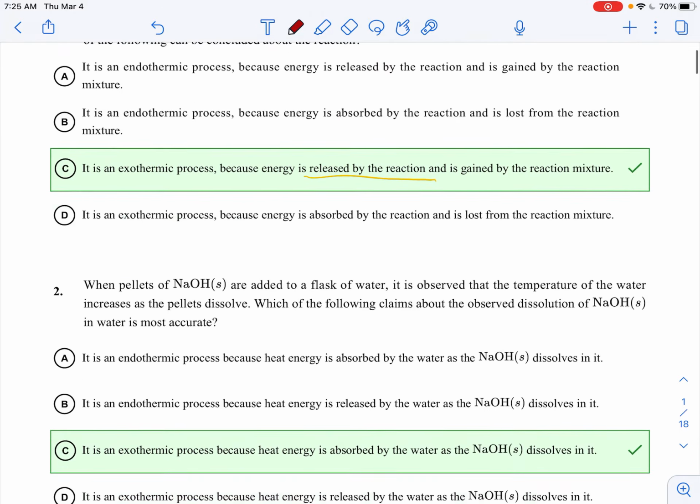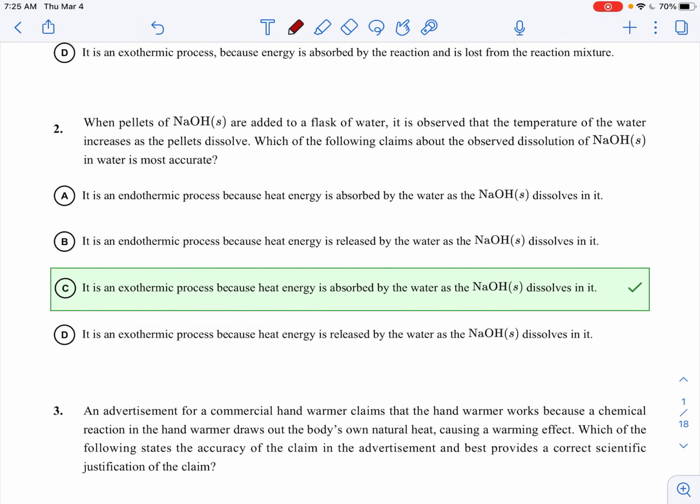Okay. Now, number 2, it says when pellets of sodium hydroxide are added to a flask of water, it is observed that the temperature of the water increases as the pellets dissolve. Which of the following claims about the observed dissolution of sodium hydroxide in water is most accurate? So what's happening is the sodium hydroxide is dissolving in water, and the temperature increases. So that tells me that the reaction is releasing energy. So it's exothermic. So A and B, again, are not going to be correct.